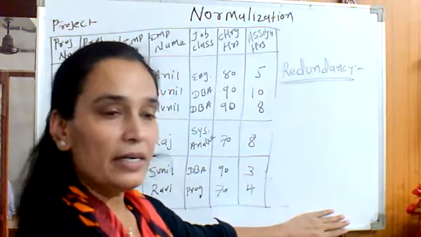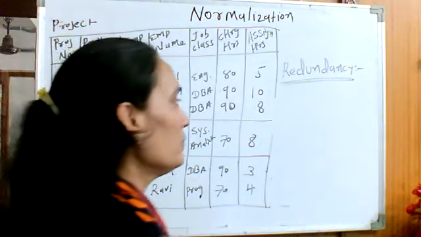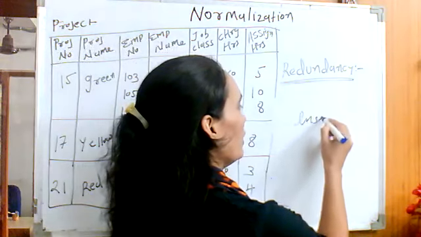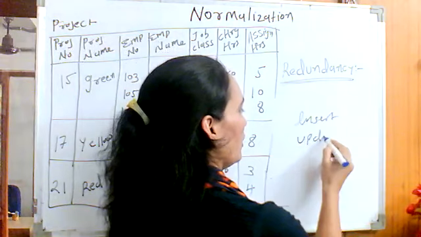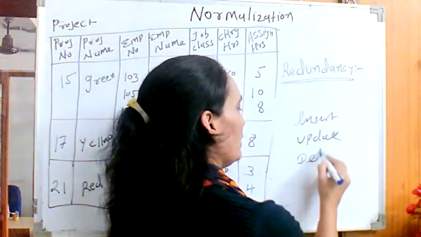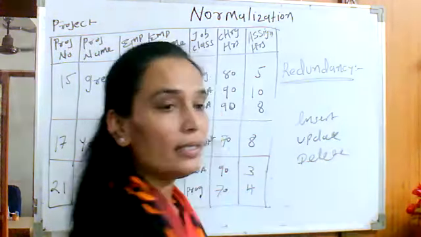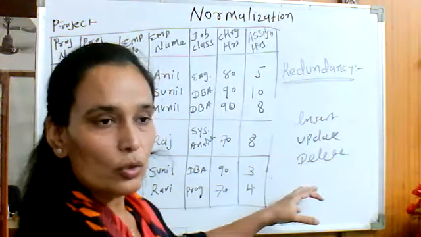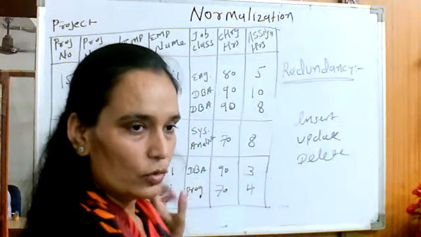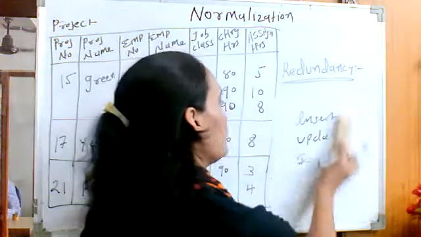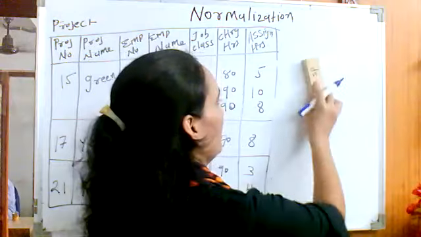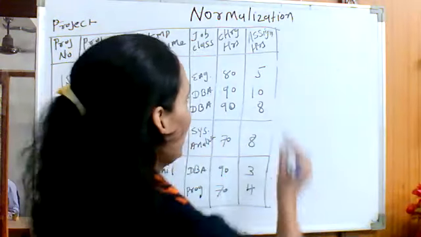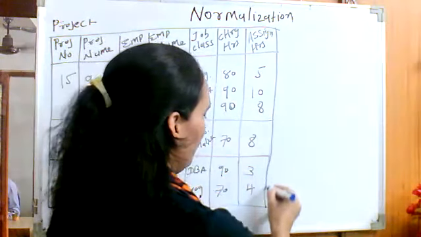Other problems redundancy creates in our table are with record insert, update and delete. It is called data anomalies. Data anomalies will be created because of redundancy. Okay. To understand normalization in detail, we will take one example.